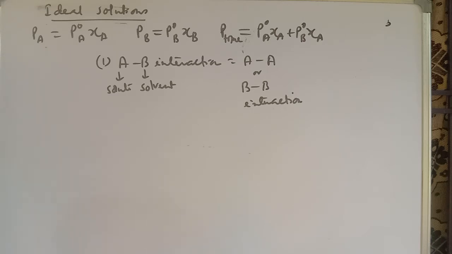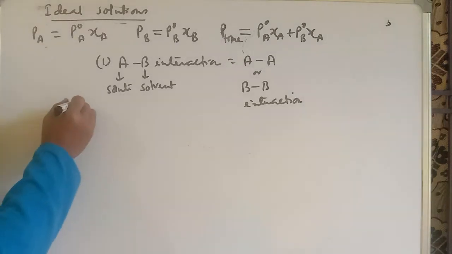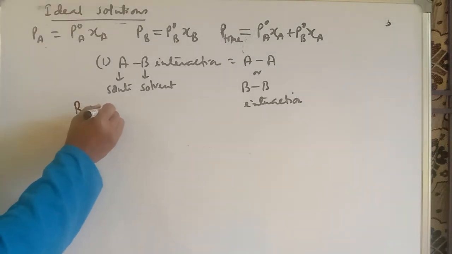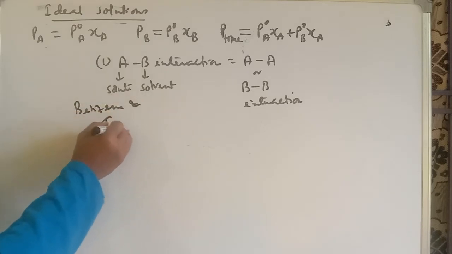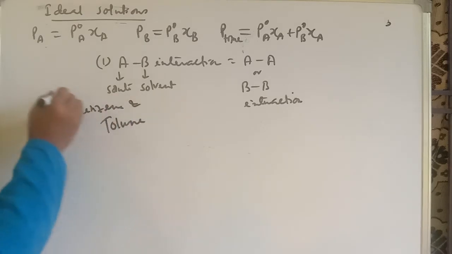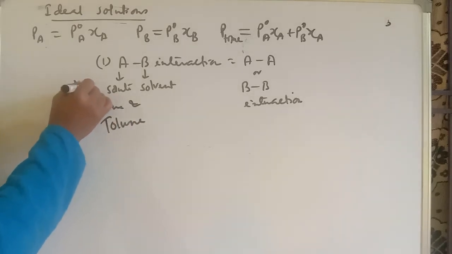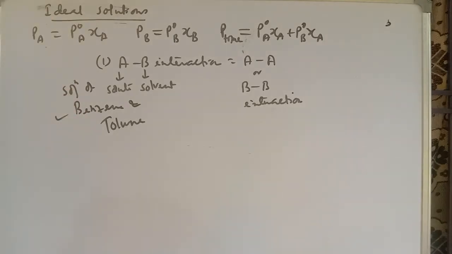It is quite impossible. The interactions between solute and solvent cannot be exactly equal to solute-solute or solvent-solvent interaction. But nearly ideal solutions are there. You can consider a solution of benzene and toluene. It is an example of an ideal solution.